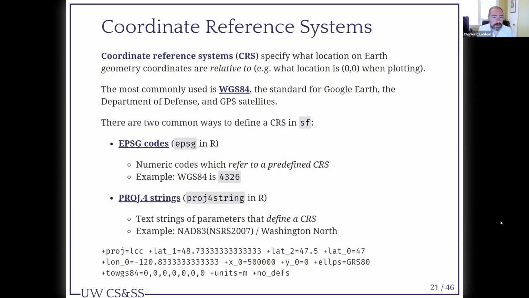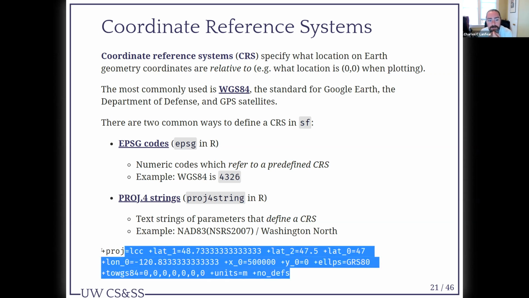Another way that you can specify them is PROJ4 strings, or soon, I guess, PROJ5 strings. These are text strings of parameters that define all the characteristics of a coordinate reference system. So for example, if you're working with NAD 83 and SRS 2007 Washington North, which is how I often get police data from SPD, the CRS for that is defined like this.